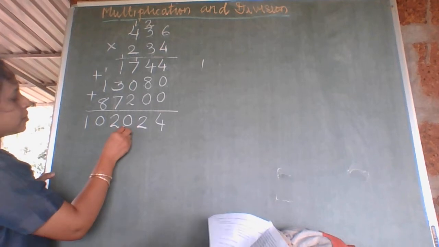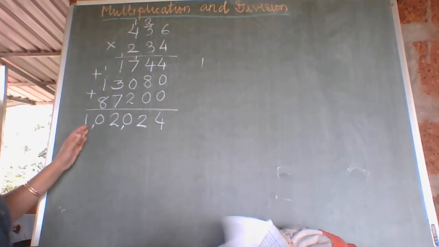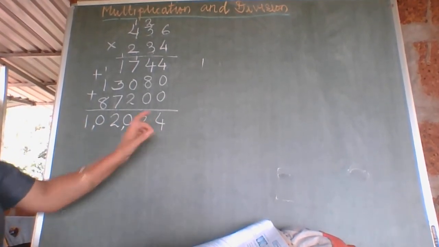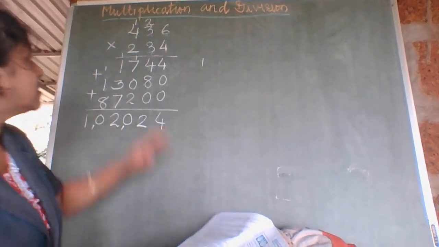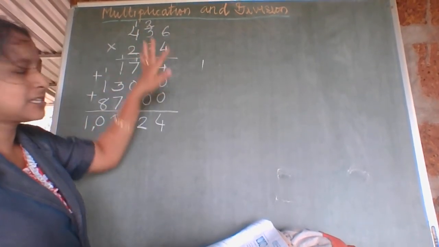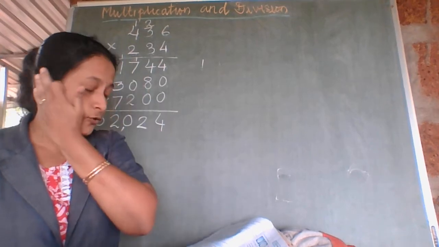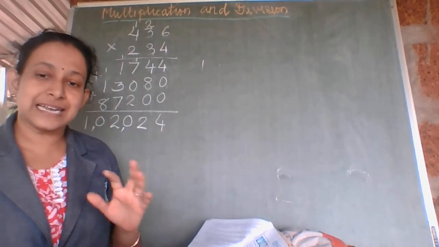So what answer are you getting now? You are getting the answer 1,00,000 2024 when you multiply 436 with 234. Is that clear, student? So this is an example.